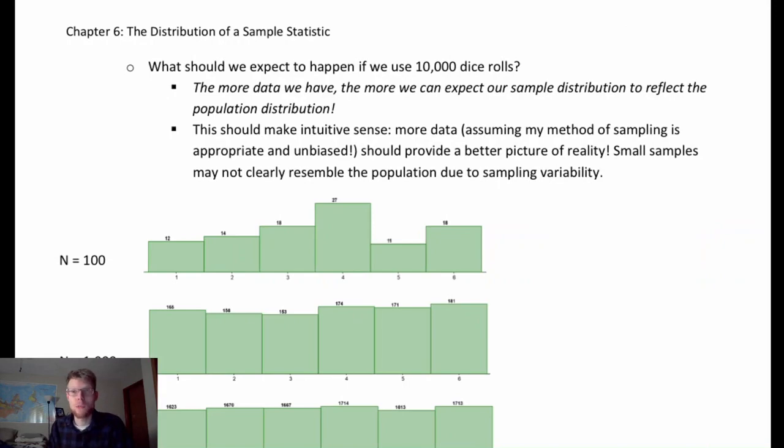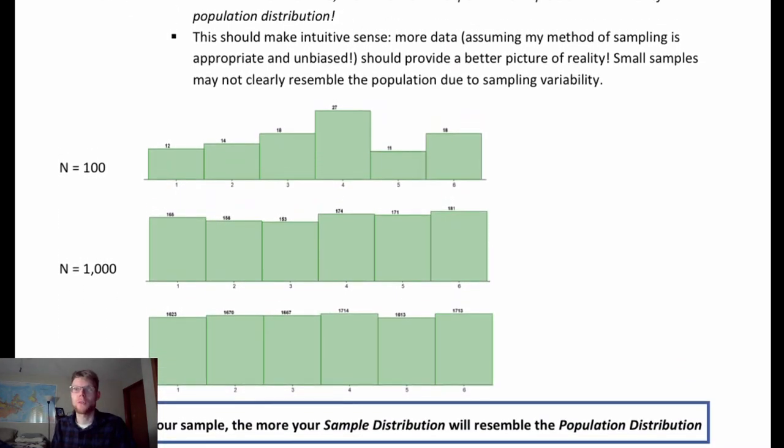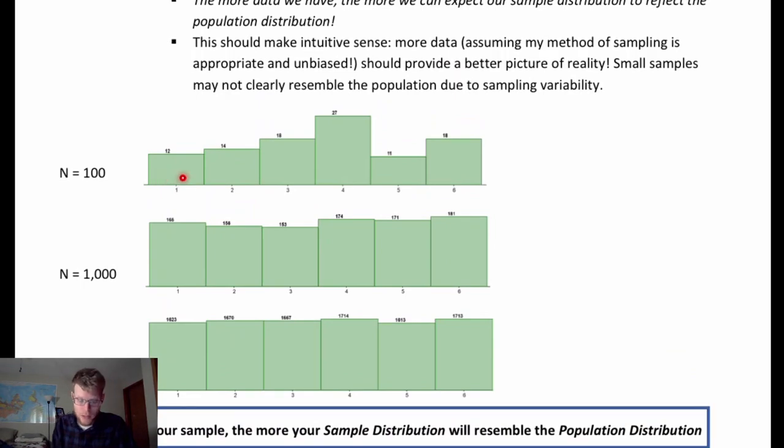However, the more samples that I take, the more I'm going to see this distribution emerge. So here I have an example. These are my GeoGebra results from rolling 100 dice, and it kind of resembles what I drew before, with differences in which numbers are highest and lowest. And then we can compare that to 1,000 dice rolls, and we can compare that to 10,000 dice rolls.